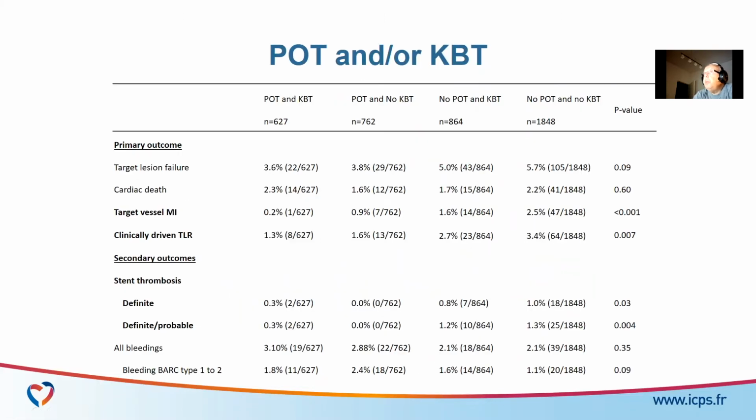Do we have any synergy between POT and KBT? It's not so clear. We have here a distribution of patients having POT and KBT, POT with no KBT, no POT and KBT, and none of them. You can see that we have progressive increase in terms of target LMI and clinically driven TLR. We have significant values for the difference for these 2 points, and also a slight interaction with stent thrombosis. But of course, it's difficult to demonstrate this synergy considering the extremely low rate of events we have in the group of patients having POT and KBT.